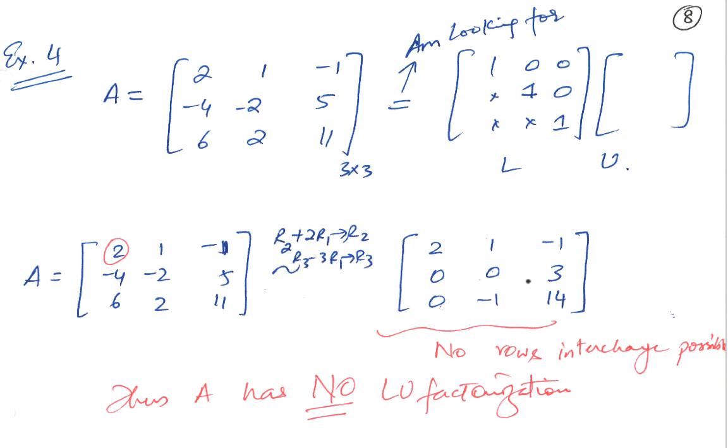Now remember, we have to have an upper triangular in the echelon form, which can only be possible when we interchange these two rows. And this is one of the biggest conditions: LU factorization does not allow interchanging of rows. So the moment we come across this scenario, we say this matrix A has no LU factorization.